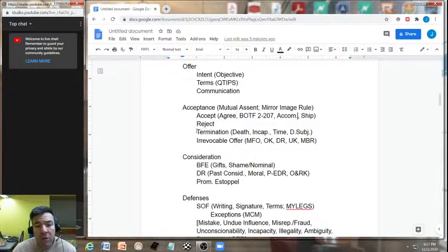Now let's look to see about termination issues. Termination would actually look more into the offer. We would see, has the offer itself, not merely just an acceptance, but has the offer itself been terminated before acceptance? How would an offer be terminated? Well, death or incapacity of the contracting parties, whether or not there has been a time lapse, and whether or not the subject matter of the contract has been destroyed.